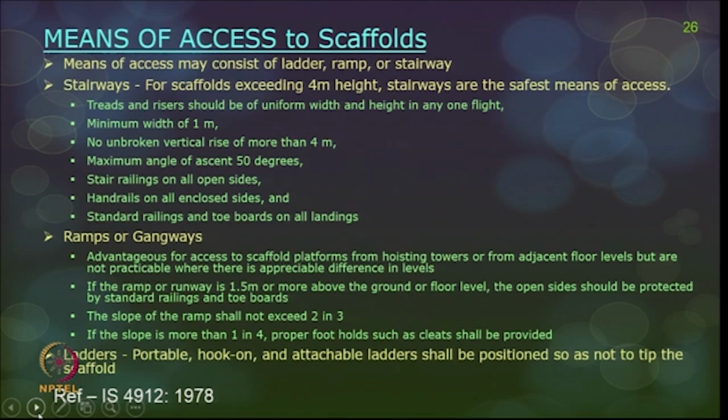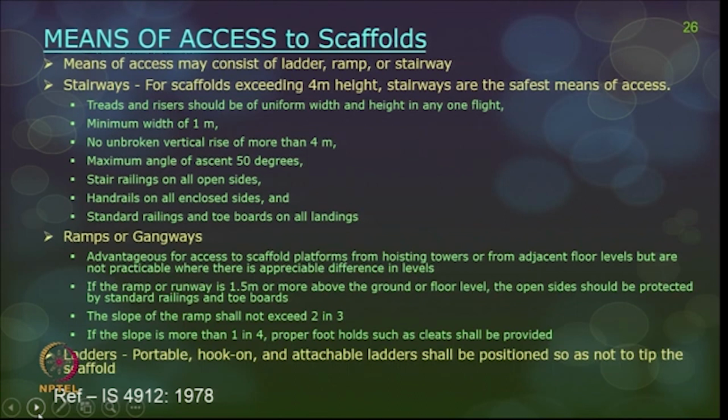Ramps or gangways are advantageous for access to scaffold platforms from hoisting towers or from adjacent floor levels. But if you have a difference in levels between the two platforms, then ramps are not a good solution. If the ramp or runway is 1.5 meters above the ground floor level, then it is recommended to have protection with standard rails and toe boards, and the slope of the ramp should not exceed 2:3.